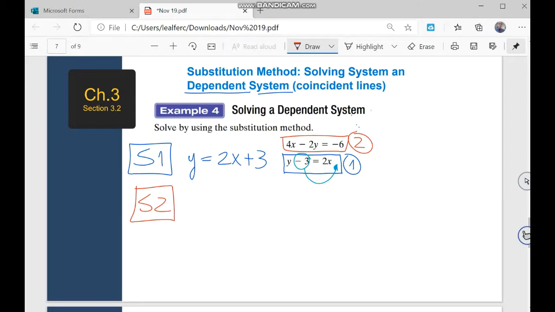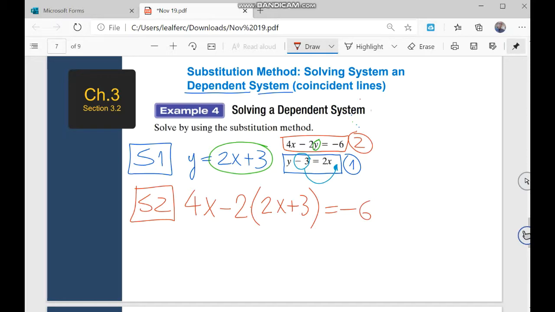Now on equation number 2, we have to substitute, we have to change every y that we can find here. We're going to change it by this expression 2x plus 3. So let's do it, let's work. Repeat, 4x minus 2 times, instead of y, you're going to write down 2x plus 3. This is what you're going to have. This is equal to what? -6.